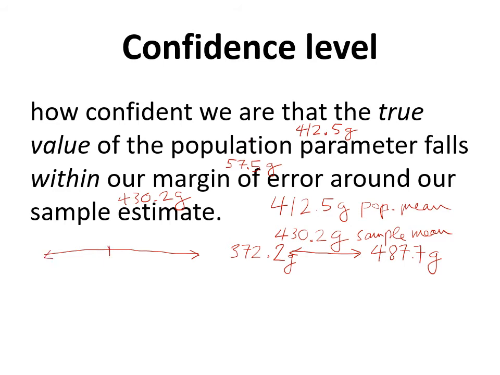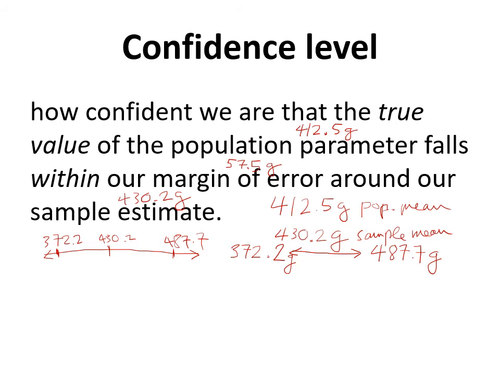So we've got our mean right there, 430.2, and then over here, and we'll pretend those are equal distances, this would be 487.7, and this would be 372.2, right? So this is our sample mean, our sample estimate. This is once we take the margin of error into account, between 372.2 and 487.7.